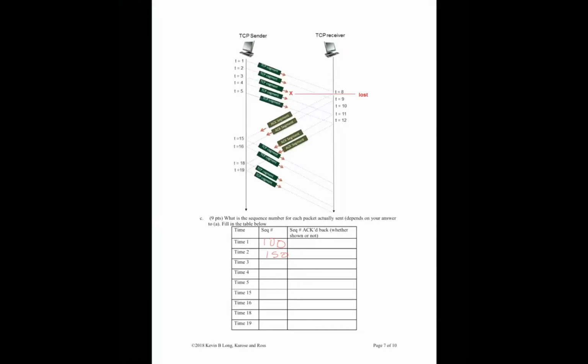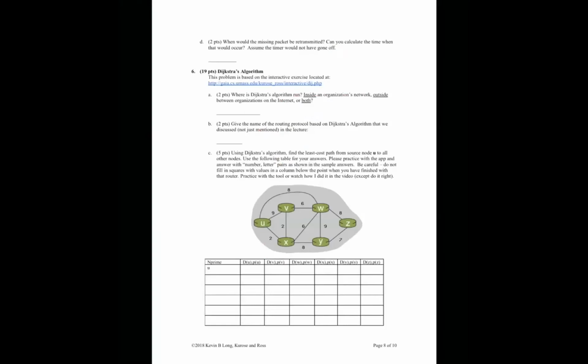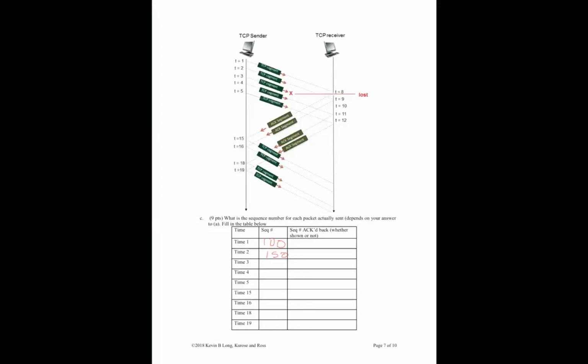All right, and what you've got to figure out is time 1, 2, 3, 4, 5, 15, 16, 18, 19. So if I go here and look at the thing, 15, 16, 18, 19, does this make sense? Do these make sense? Are these really going to be sent?